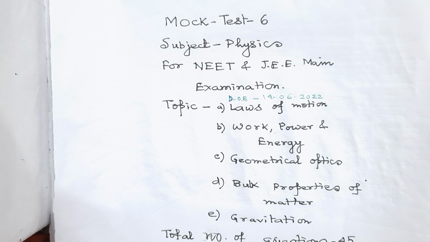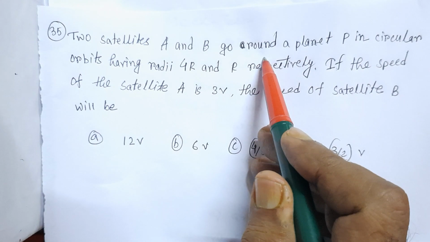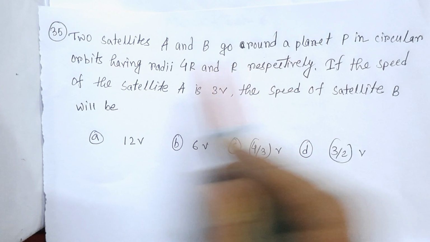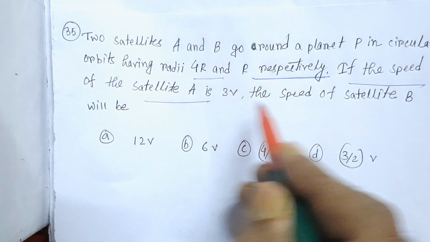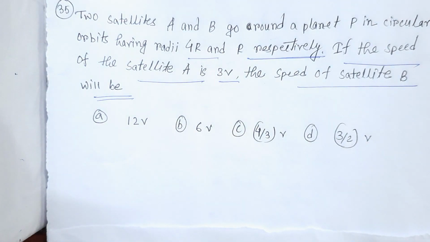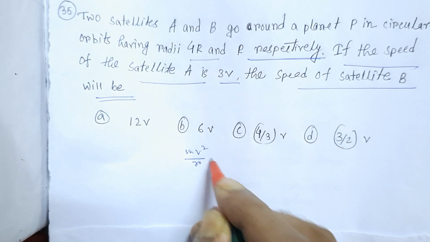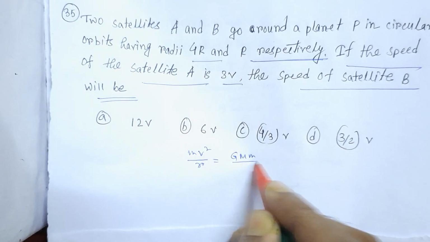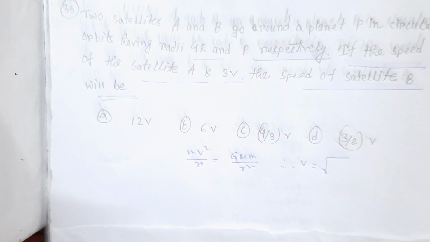Now let us take question number 35. In question number 35, two satellites A and B go around a planet P in circular orbits having radii 4R and R respectively. If the speed of satellite A is 3v, the speed of satellite B is asked. So you have to calculate the speed of the satellite. We know that the centripetal force m v square by r equals GMm by r square. So v equals root over GM by r.